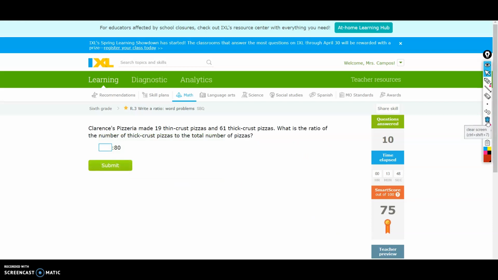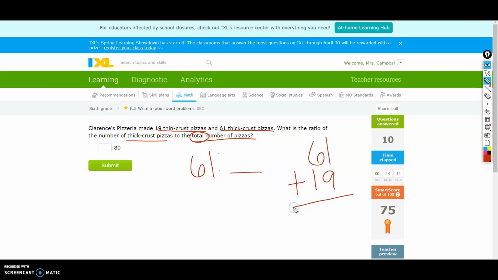All right, Clarence's Pizzeria made 19 thin crust pizzas and 61 thick crust pizzas. What is the ratio of the number of thick crust to the total number of pizzas? So thick, we have 61, and now I need the total. So 61 thick plus the 19 thin, I'm going to do 1 plus 9 is 10, 6, 7, 8. So 61 to 80. Oh, looky there. It already gave me the 80 part, but I wanted to go ahead and finish the problem myself.